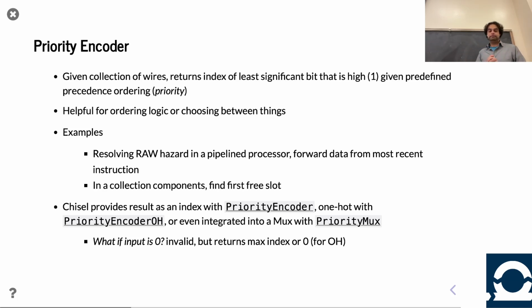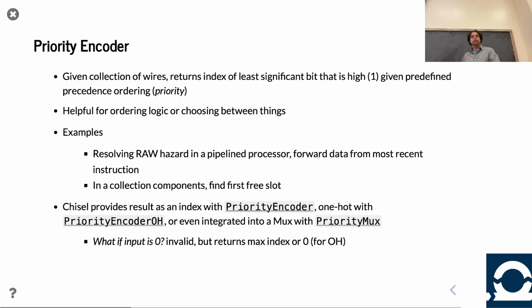That's the priority. Another scenario you might want is, for example, say you have a collection of components, and they can be full or empty, and you want to find the first free slot. The order may not matter so much, but you need to pick a particular slot, and using priority is one way to have a distinct answer. You have like four slots available, and you just have to pick one of them. Using a priority encoder is a way to have a definite answer.